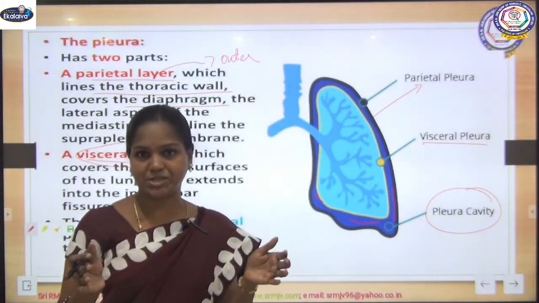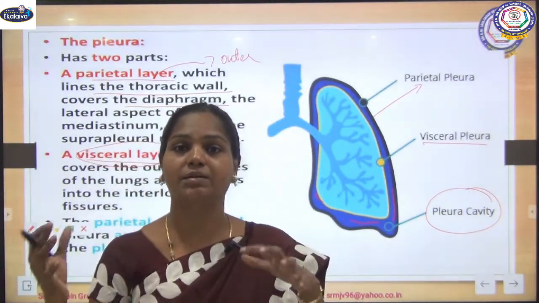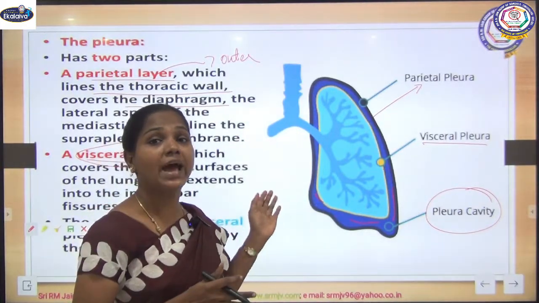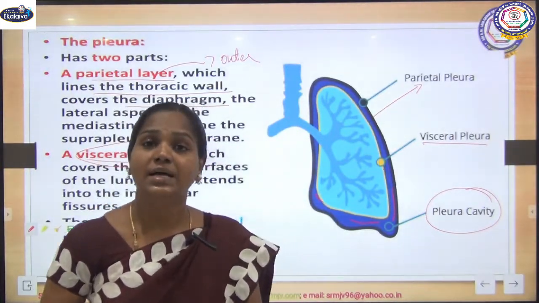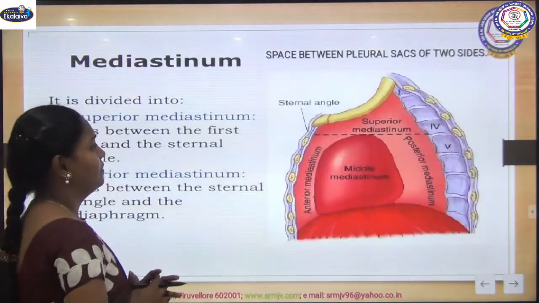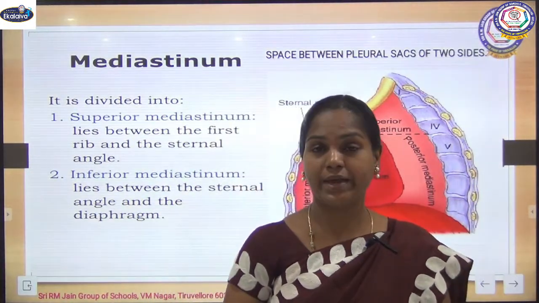The first protection is by our skeletal system, that is our vertebral bone, sternum, rib bones, all those things, and inner to that skeletal system we have this pleura to protect our lungs, okay. Then the next one, these lungs have an important space in between.